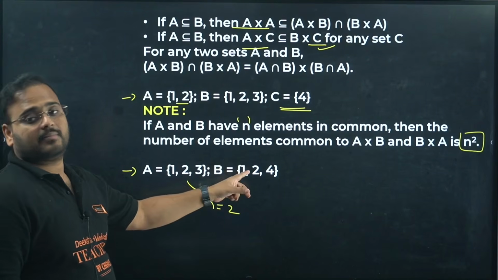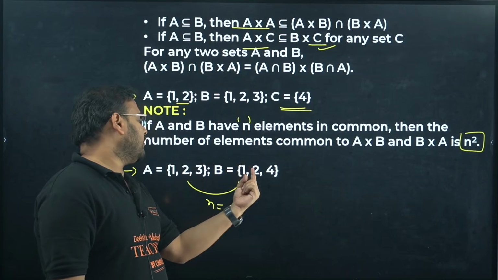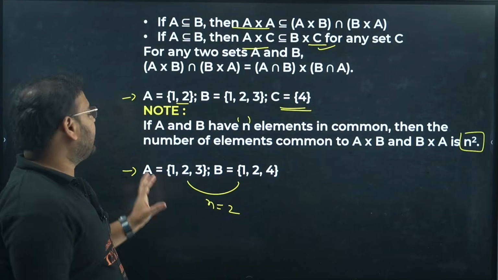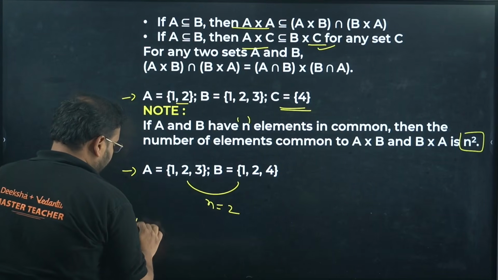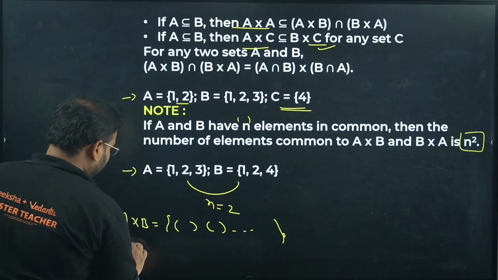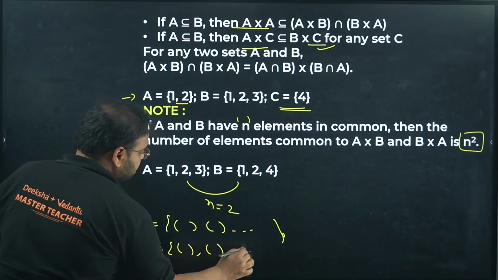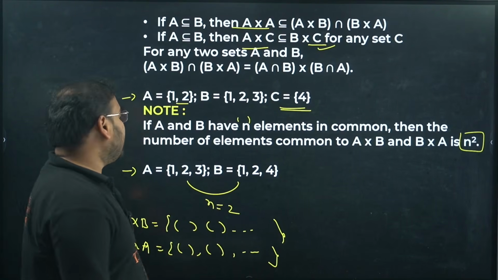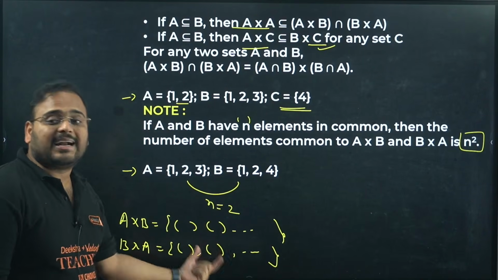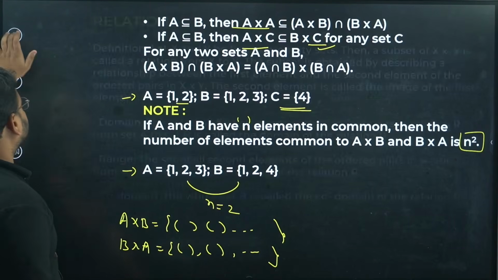Find A cross B. How can you find A cross B? Sir, (1,1), (2,1), (1,2), (1,4), (2,1), (2,2), (2,4). Like this you write all the ordered pairs for A cross B, and same way write the ordered pairs for B cross A. Please write this. When you do all of this, then you will end up with the results which is common, and that value will be n square. Okay, please check.